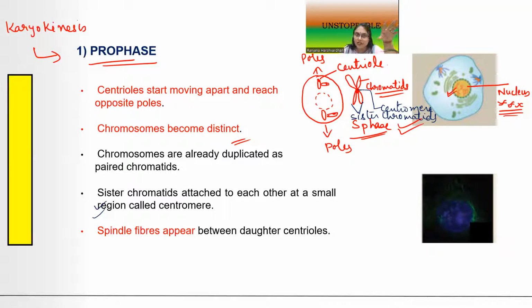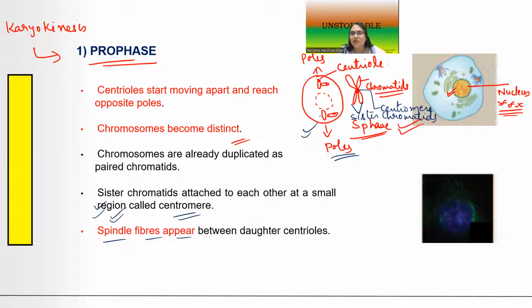So we can see the chromosomes and the sister chromatids, which are held together by a central region called the centromere. Then the next major thing that you are able to see is that the spindle fibers appear between the daughter centrioles. Now take a look at the diagram that I have drawn. These are the centrioles which have migrated to the opposite poles of the cell. This is the cell and the centrioles have moved to the opposite ends.